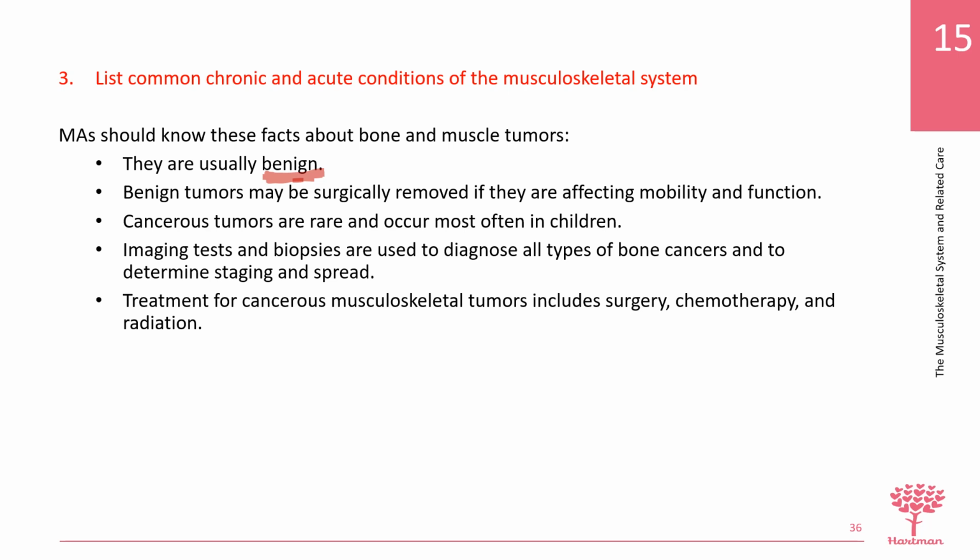Imaging tests and biopsies, and we learned about biopsies, I believe, in chapter 12. So, again, these terms are coming back. They are used to diagnose all types of bone cancers and to determine staging and the spread. Treatment for cancerous musculoskeletal tumors includes surgery, chemotherapy, and radiation. And again, once we get to that chapter on oncology, we'll talk a lot more about chemotherapy and radiation treatments.